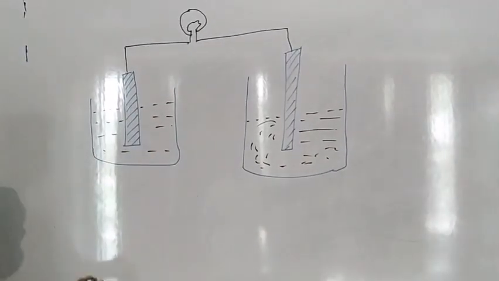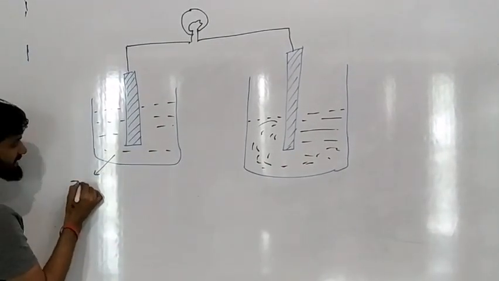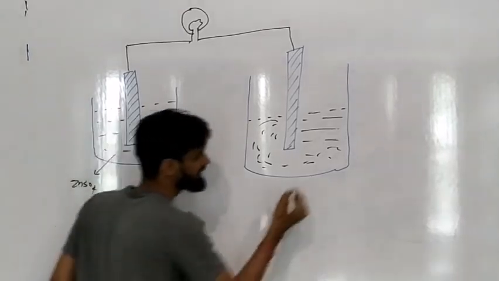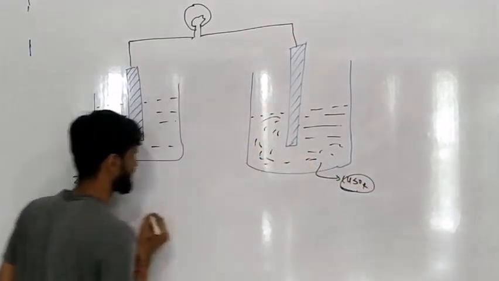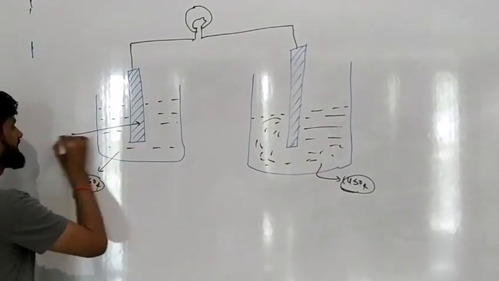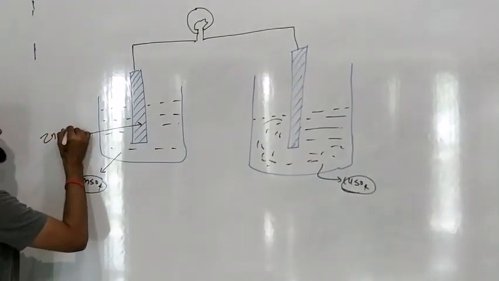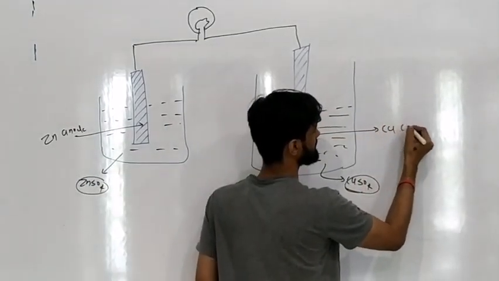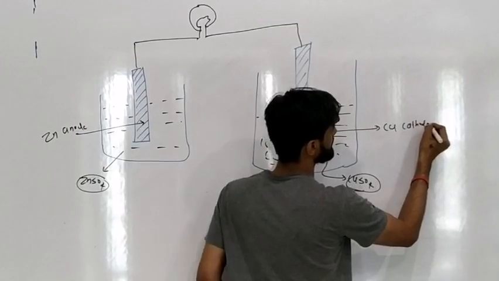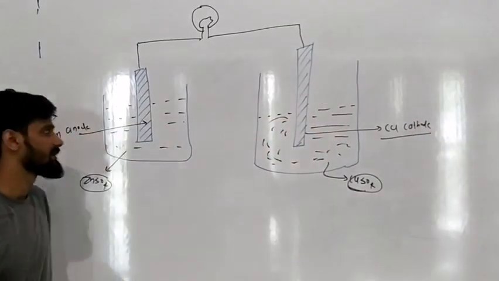for the carrying of electrons. Now this will be the ZnSO4 solution I am taking here, and this will be the CuSO4 solution. This will be the electrolytic solution. Now this is the zinc plate, the zinc anode, and this is the copper cathode. This will work as the copper cathode.